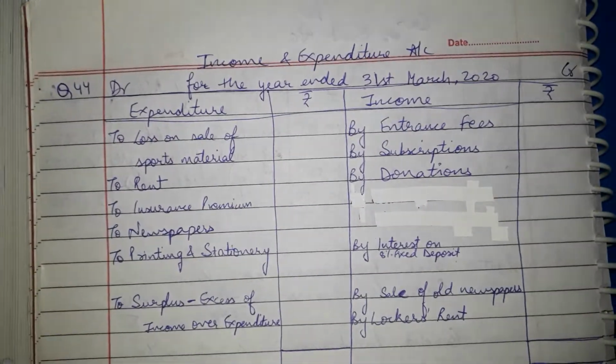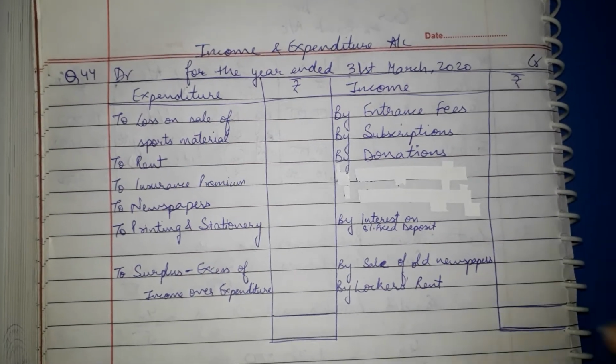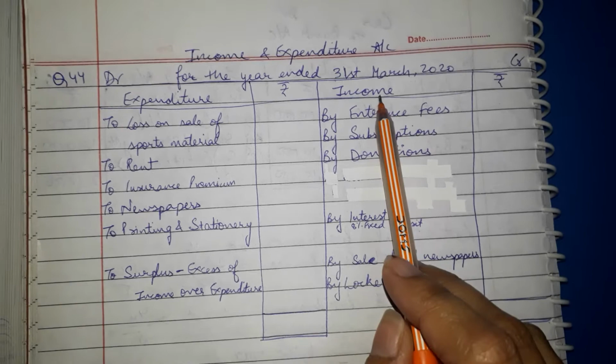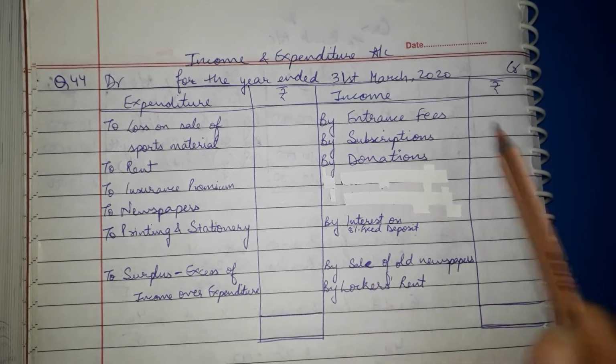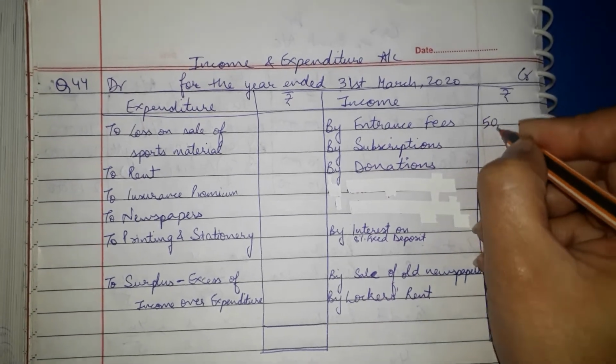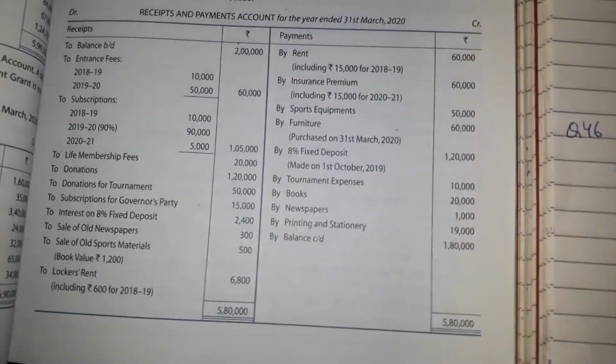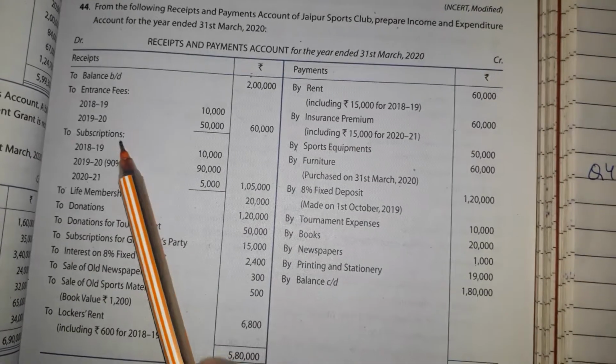Now, this is the format of income and expenditure account for the year ended 31st March 2020. On the income side, we will write by entrance fees, and the amount will be 50,000 because it is for the current year. Now we see the next item, that is subscriptions.